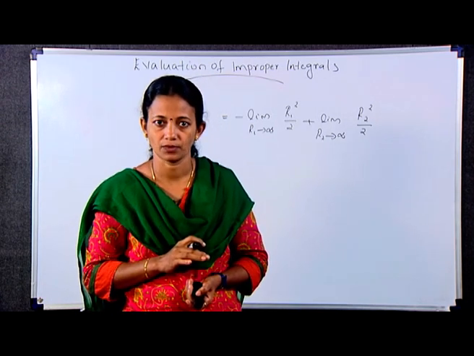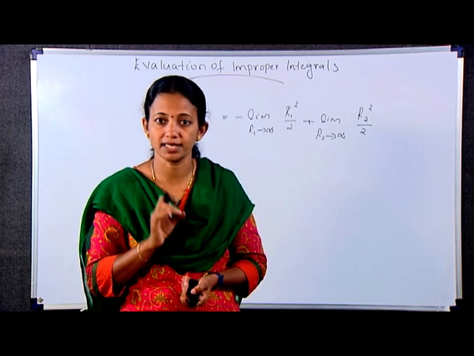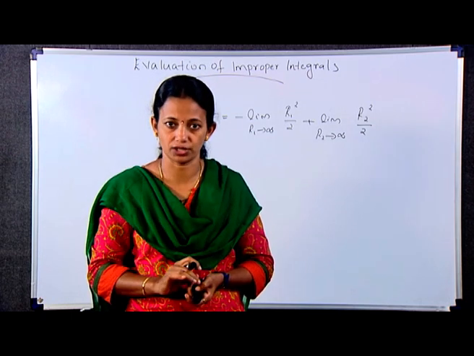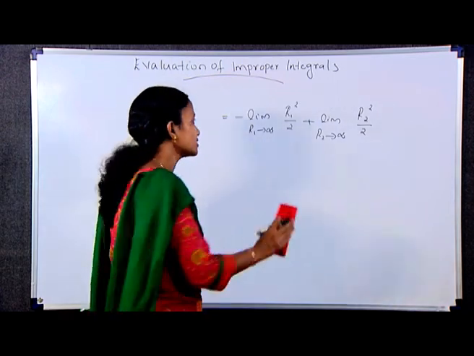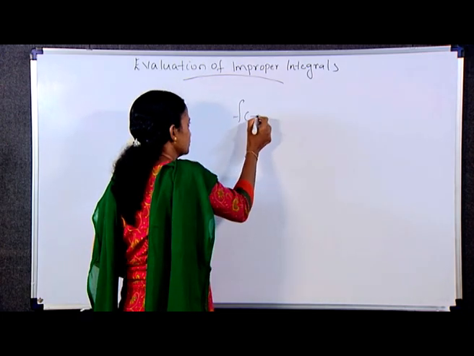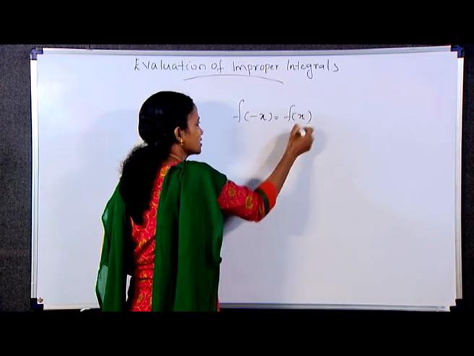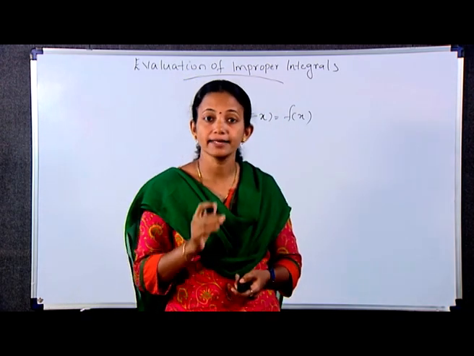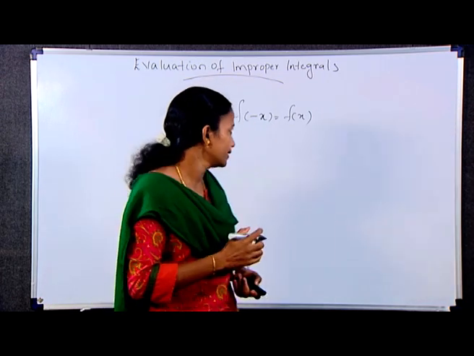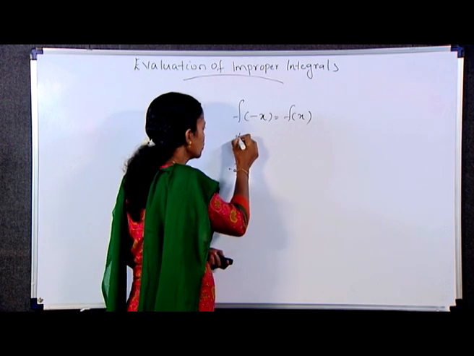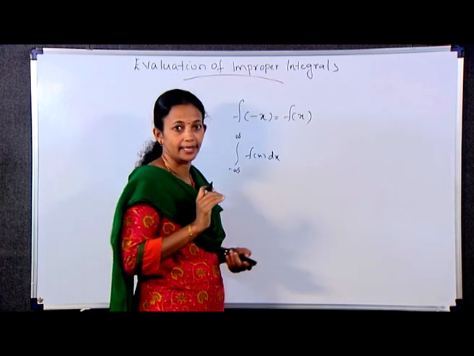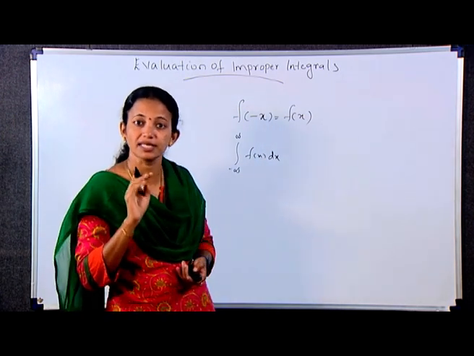Next theorem. Suppose that f(x), for minus infinity < x < infinity, is an even function, so that f of minus x is equal to f of x for all x. And assume that the Cauchy principal value 3 exists. Then integral from minus infinity to infinity of f(x) dx and integral from 0 to infinity of f(x) dx exist.